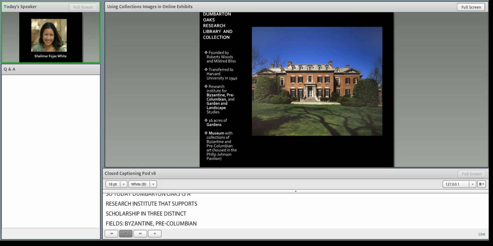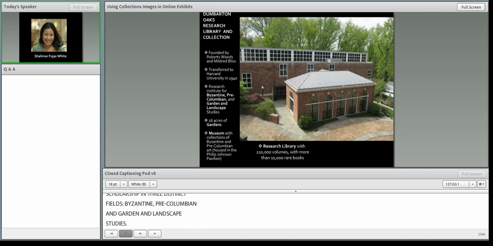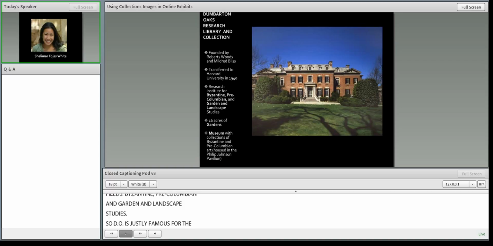DO is justly famous for the 16 acres of gardens designed by Beatrix Farrand in close collaboration with Mrs. Bliss. Visitors may also come to see the museum, which holds important collections of Byzantine and pre-Columbian art, the latter housed in a separate gallery designed by Philip Johnson.